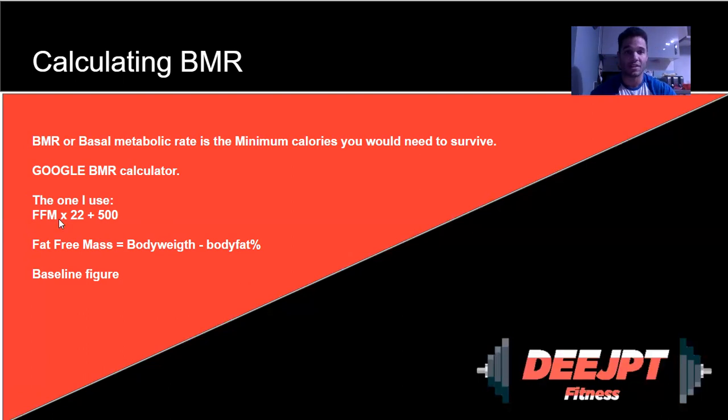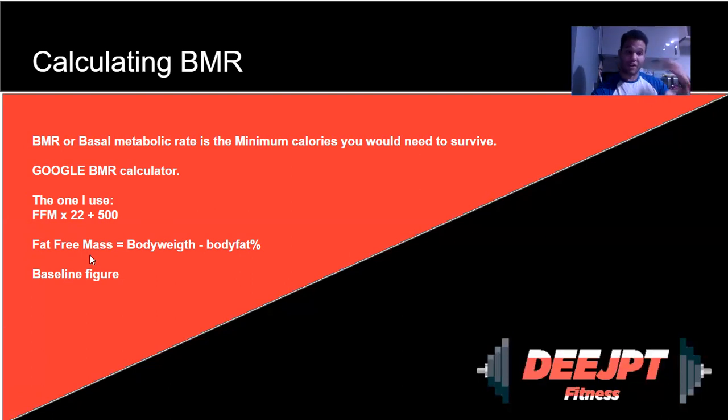So it's fat-free mass multiplied by 22 plus 500. The reason why it takes these things into account is if you are male, you will naturally hold more muscle mass than a female, in which case your BMR is probably going to be slightly higher. As we age, our amount of muscle mass is also going to be decreasing. So it's taken into account the age factor as well.